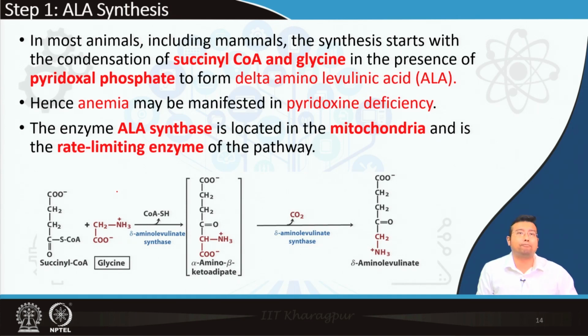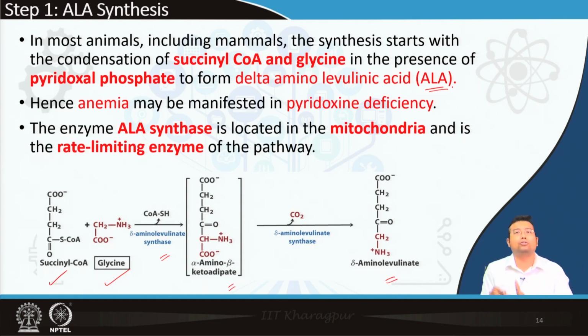So, this is step 1, which we have already discussed during glycine metabolism, how heme was synthesized as an intermediate. Succinyl CoA and glycine, under the action of the enzyme delta aminolevulinate synthase, form delta aminolevulinate. There is a ketoadipate intermediate, but ultimately this is the final reaction. So, succinyl CoA and glycine form ALA.